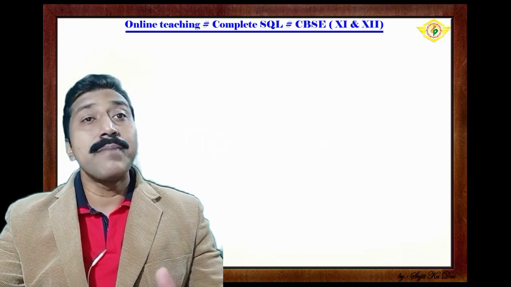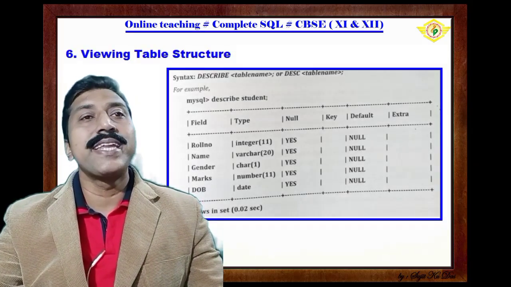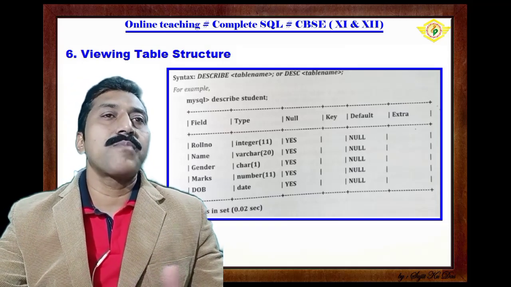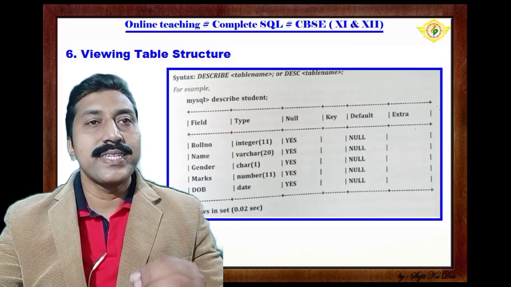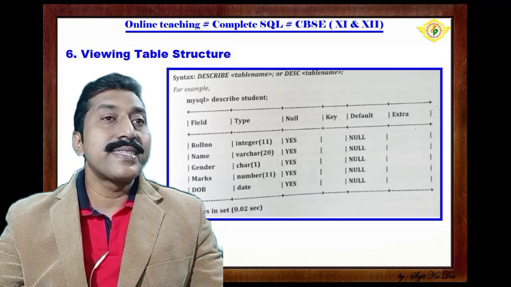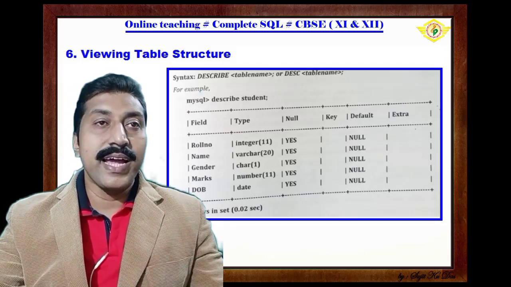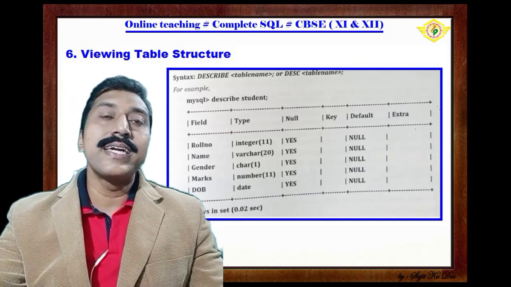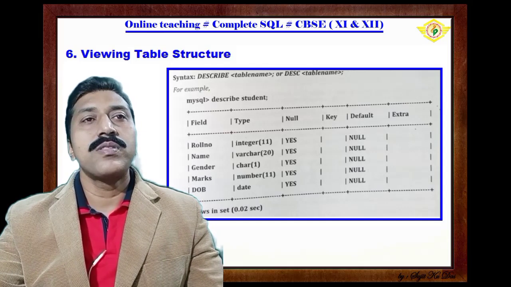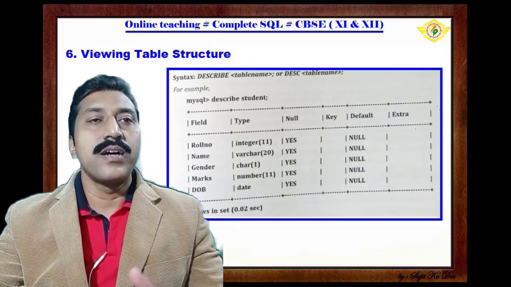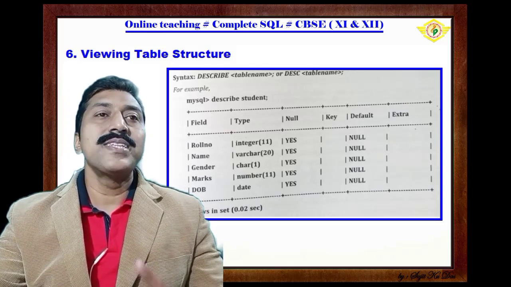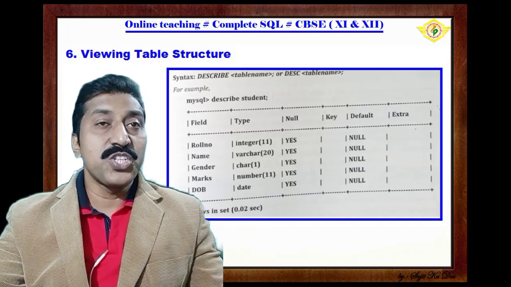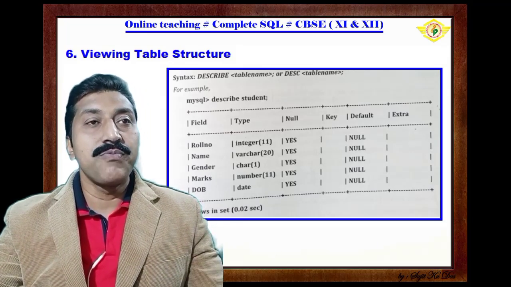Next, viewing a table structure. Suppose the table is already created. You have designed it. Now I want to see the structure of the table. So the syntax is DESCRIBE, then the table name, or you write DESC, then the table name. So the table structure will be displayed. Table structure means its fields, types, which constraints you have used, what sizes you have used, etc.